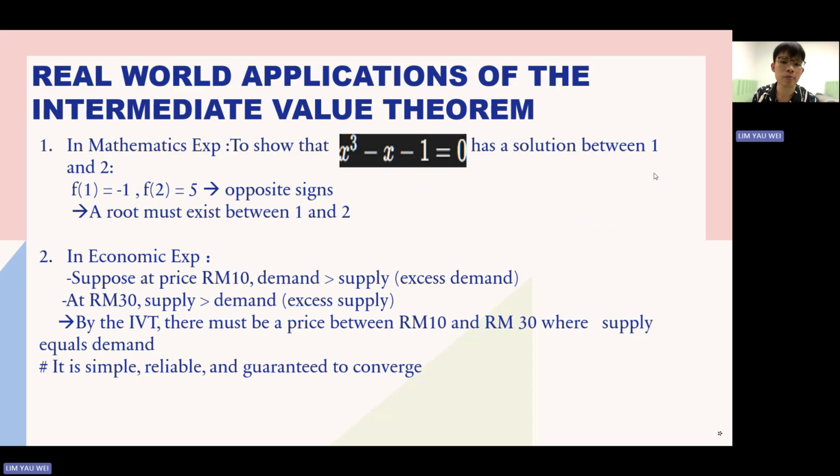In economics, for example, suppose at a price of 10 ringgit the demand is more than supply, which means excess demand. At 30 ringgit, supply is more than demand, which means excess supply. By the IVT, there must be a price between 10 and 30 ringgit where supply equals demand. So the intermediate value theorem is simple, reliable, and guaranteed to converge.